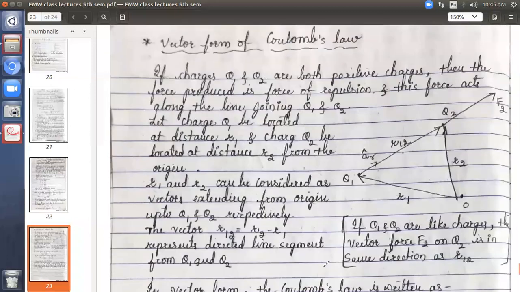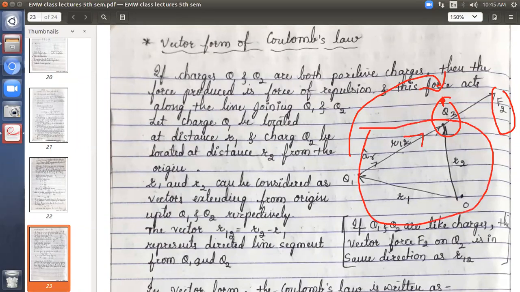Here, as for this diagram, we are interested in F2, that is the force exerted on this Q2 charge by Q1 charge. If you see the vector triangle, vector addition, this direction is continuous and this is opposite. So R1 plus R12 is equal to R2, right? Both are in the continuity direction. R1 plus R12, you will get R2. Or you rearrange it, you will get this.